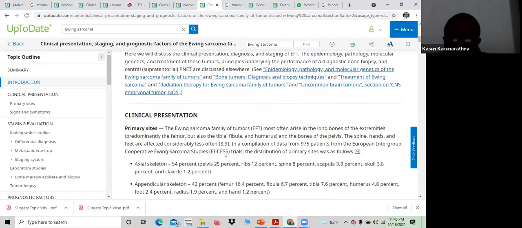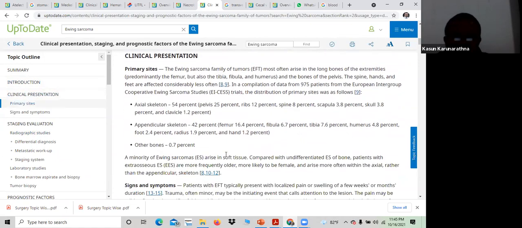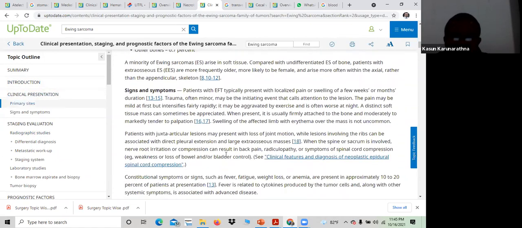Clinical features of Ewing sarcoma: signs and symptoms. The patient typically presents with localized pain or swelling of a few weeks or months. Trauma, often minor, may be the initial event that calls attention to the lesion. Pain may be mild at first, but intensifies fairly rapidly. It may be aggravated by exercise and is often worse at night.